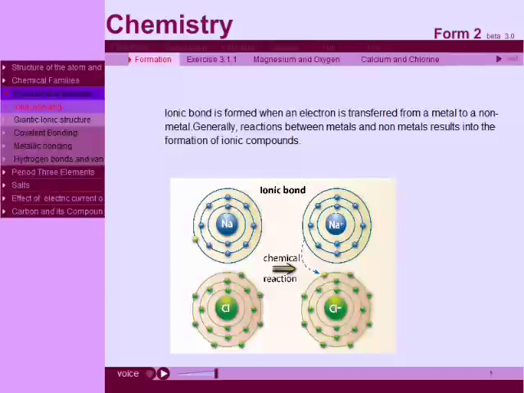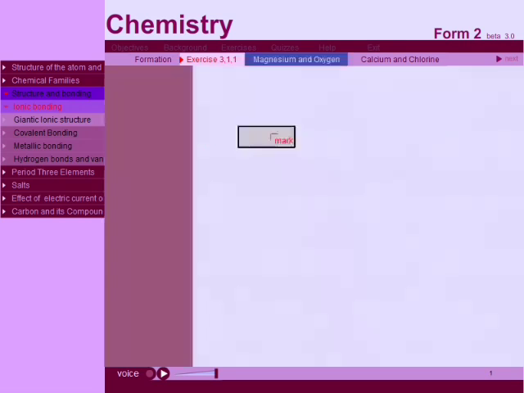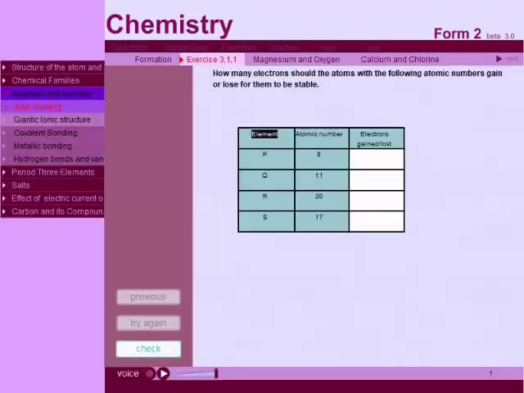Ionic bond is formed when an electron is transferred from a metal to a non-metal. Generally, reactions between metals and non-metals result in the formation of ionic compounds. Answer the following questions.